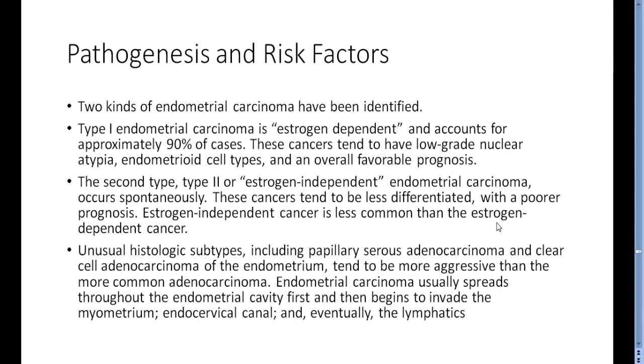Unusual histological subtypes, including papillary serous adenocarcinoma and clear cell adenocarcinomas of the endometrium, tend to be more aggressive than more common adenocarcinoma. Endometrial carcinoma usually spreads throughout the endometrial cavity first, and then begins to invade the myometrium, adjacent myometrium to endometrium, and the cervical canal, and of course may spread by the lymphatic system.